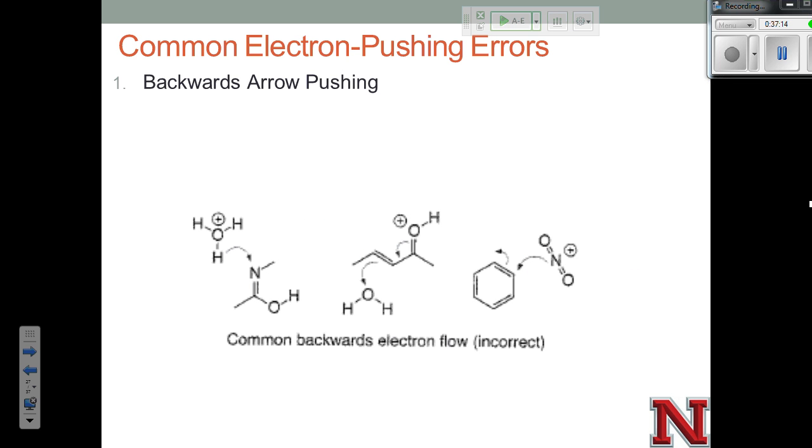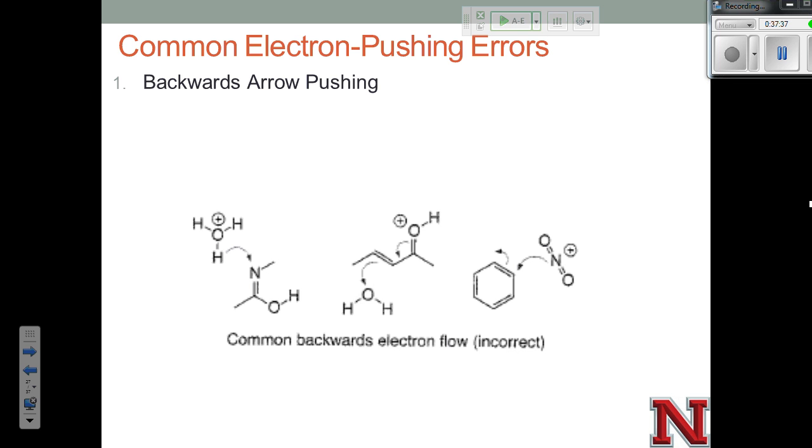So let's talk about some common mistakes. Then we'll look at some examples and actually draw the mechanism of some things that you haven't seen. So common mistakes: backwards arrows. The base of the arrow can't come from a sink. So these all show that.